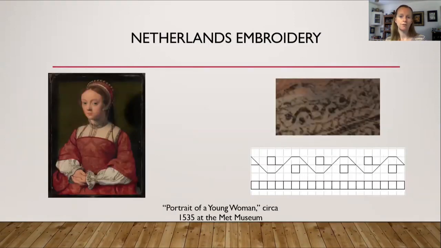This is an example of embroidery from the Netherlands. This is a portrait of a young woman from about 1535. It's currently at the Met Museum. If you look at the painting, you can zoom in and see blackwork along her collar, along the top part of her shirt, but also along her sleeves and around the cuffs. The problem is, as you zoom in, the pattern starts to become blurred, as you can see on the right-hand side. So it's not as good as the Holbein paintings, but you can still get a basic concept of what the pattern looks like, which I've recreated on the bottom right side.